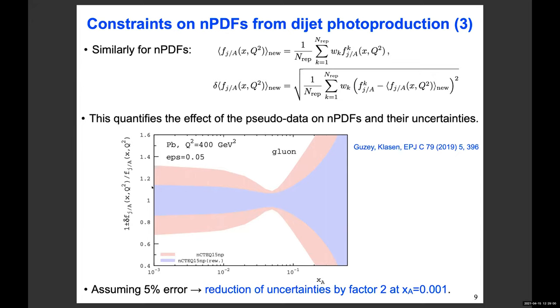This analysis shows that if we assume a 5% error on the pseudodata on the dijet photoproduction, this leads to a reduction of uncertainty by a factor of 2 at x ~ 10⁻³ for the nuclear gluon density in heavy nuclei.